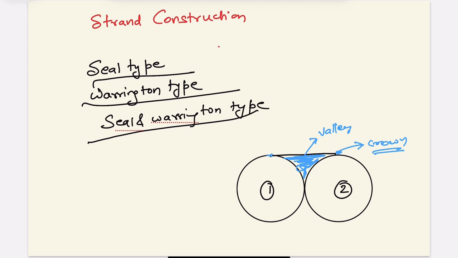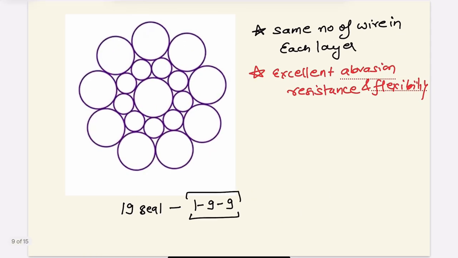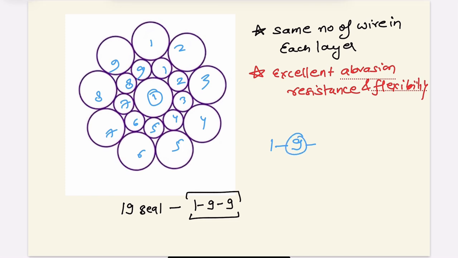It is clear. Now we will go into the Seale type. So the first construction is the Seale type. If this is the Seale type construction, first of all we will count the number of wires there are. 1, 2, 3 wire ropes are there. 1, 2, 3, 4, 5, 6, 7, 8, 9. Again 1, 2, 3, 4, 5, 6, 7, 8, 9, and there is 1 in the center. So total wires: 1 in the center, 9 in the middle layer and 9 in the outer layer. Now this is basically the Seale type.